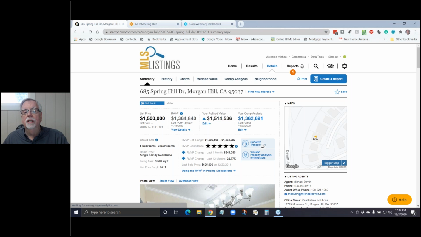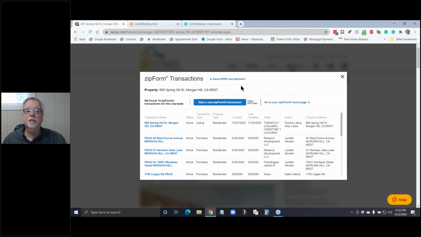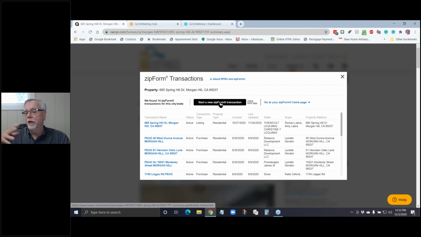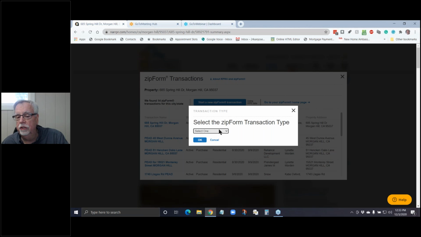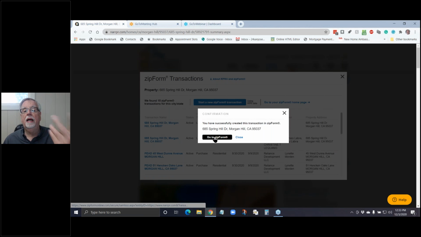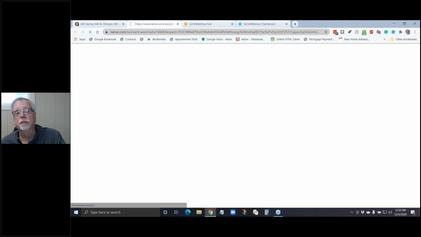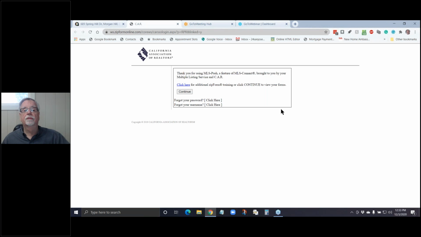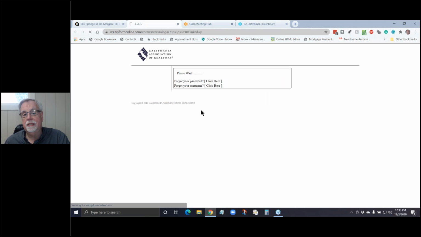We then click on ZipForms transaction, and this is going to appear. I would click on start a new ZipForm transaction. Now, if you'd already begun one, you could then go and get it and add it to it. But this is, well, way easier, and I like way easier. So we're going to click on that. And then it wants to know what kind of transaction. This is going to be a listing. So we're going to click on OK. And it's going to ask us about this one, and we're going to click on go to ZipForms. It may be confused because I already have one. This always pops up, just hit continue.